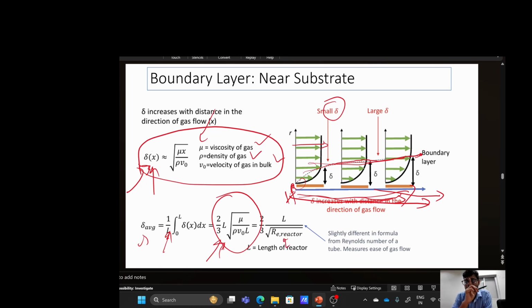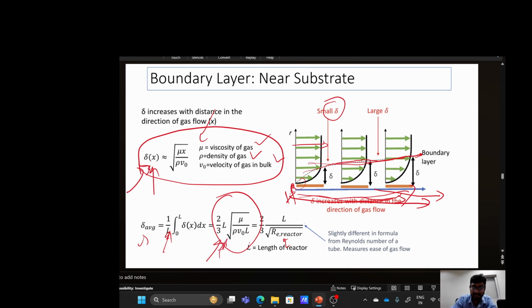RE is nothing but this, slightly different in formula from this. This is the Reynolds number. Okay, RE, I think, or if there will be a difference I will tell you, but I think this is the Reynolds number only. I actually didn't check this particular thing.